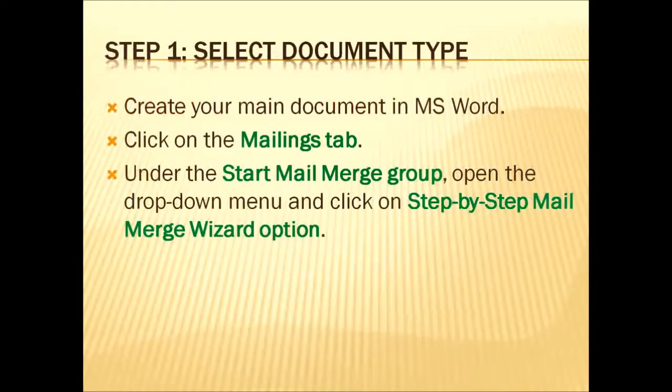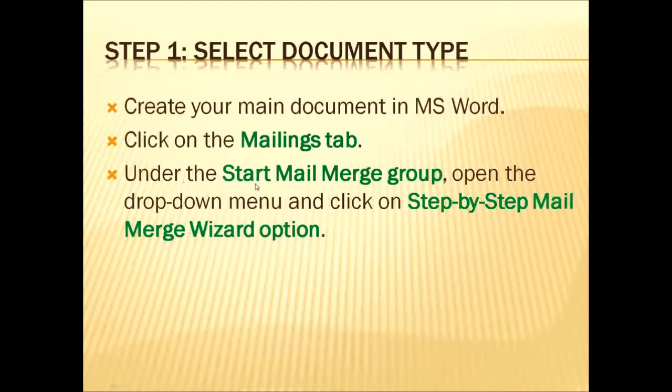Now we are going to see the first step in mail merge. The first step is select document type. For that we are going to do the following steps. Create your main document in MS Word. First we have to create a document with the content in MS Word. Next, click on the mailings tab. There will be a tab called mailings. You have to click on it.